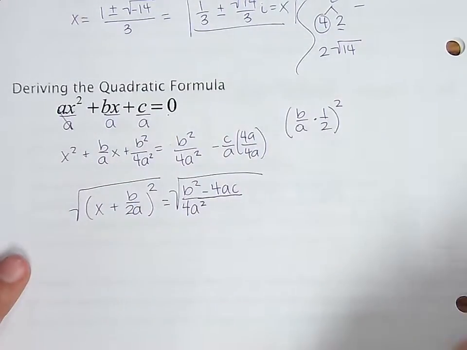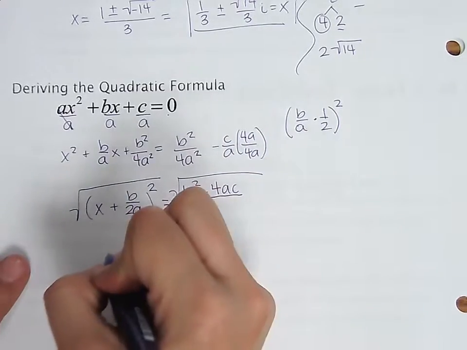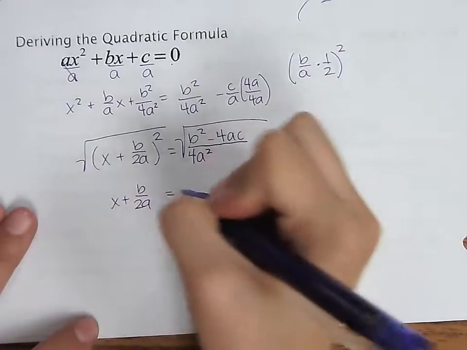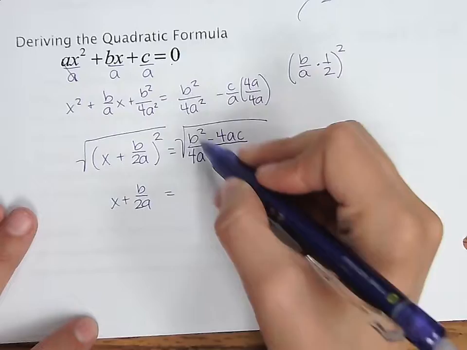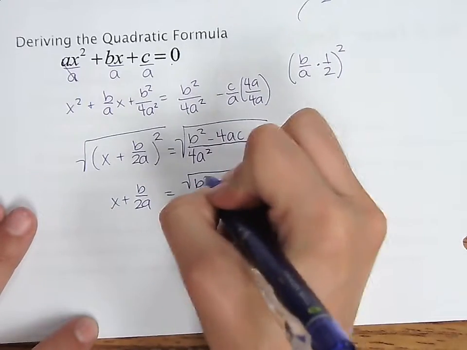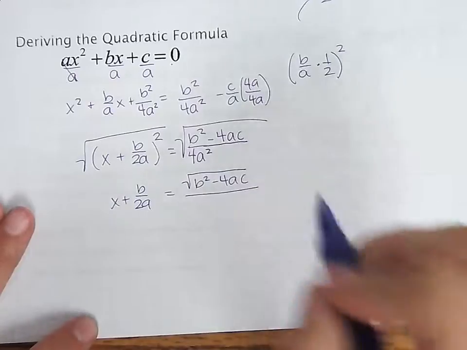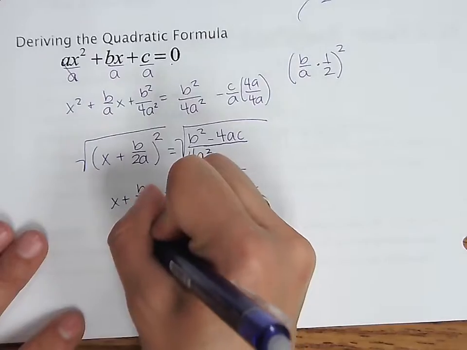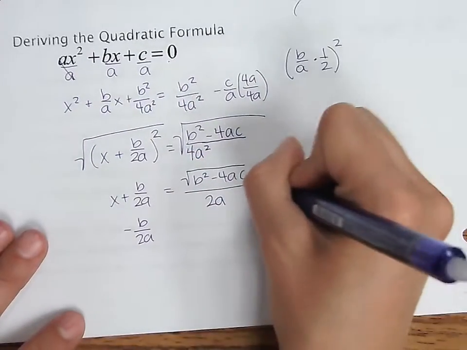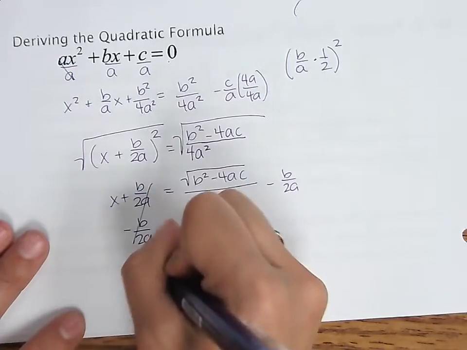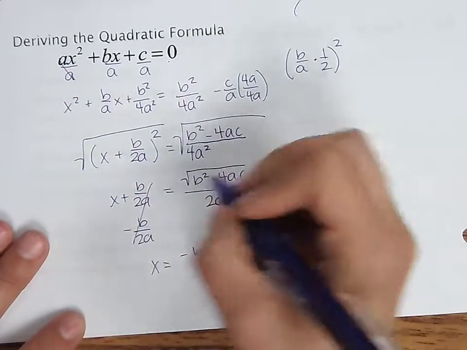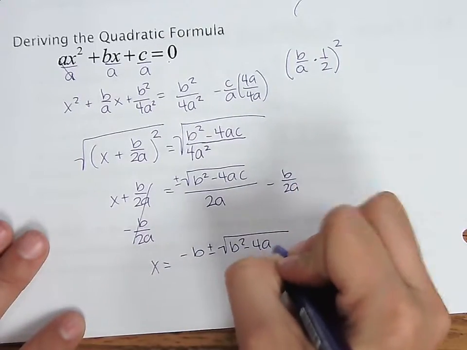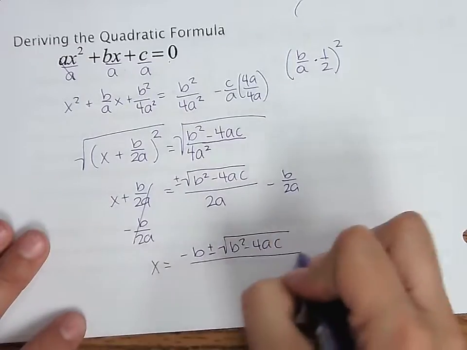Square root both sides to get rid of this square. So you end up with x plus b over 2a equals, I can distribute this square root, so it's square root of b squared minus 4ac. I can actually square root the bottom to get 2a. And then all I have to do is minus b over 2a to both sides. I'm going to get x equals negative b. Square rooting this gives me plus or minus square root of b squared minus 4ac. And this has a denominator of 2a.